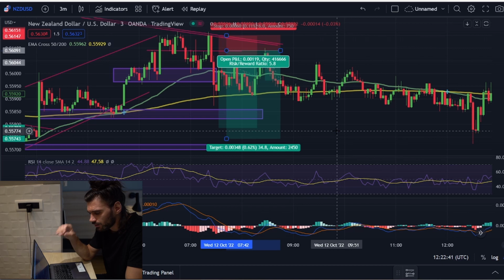Again, the most important thing here was to find a lot of confluences coming together, finding the right momentum for an entry, and maybe the most simple and most important thing is to know that the trend was bearish, so you look for bearish entries, so you look for shorts here.